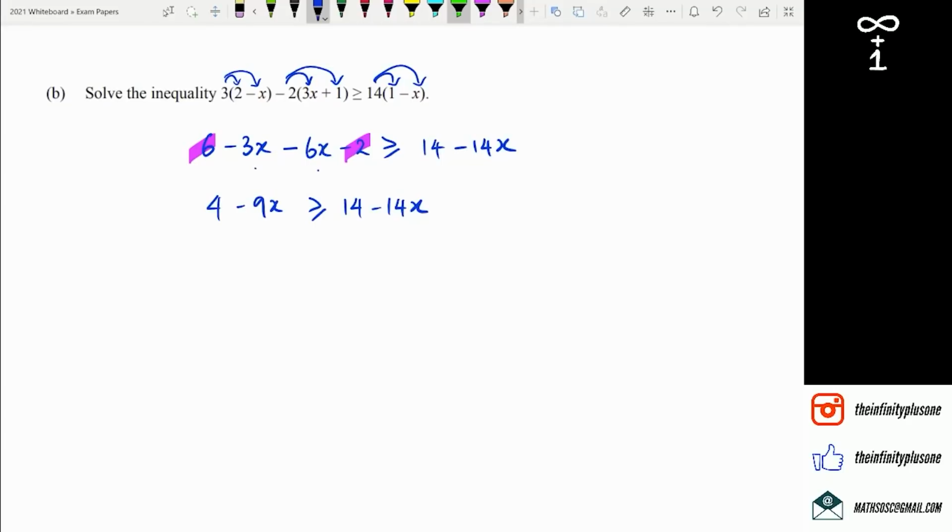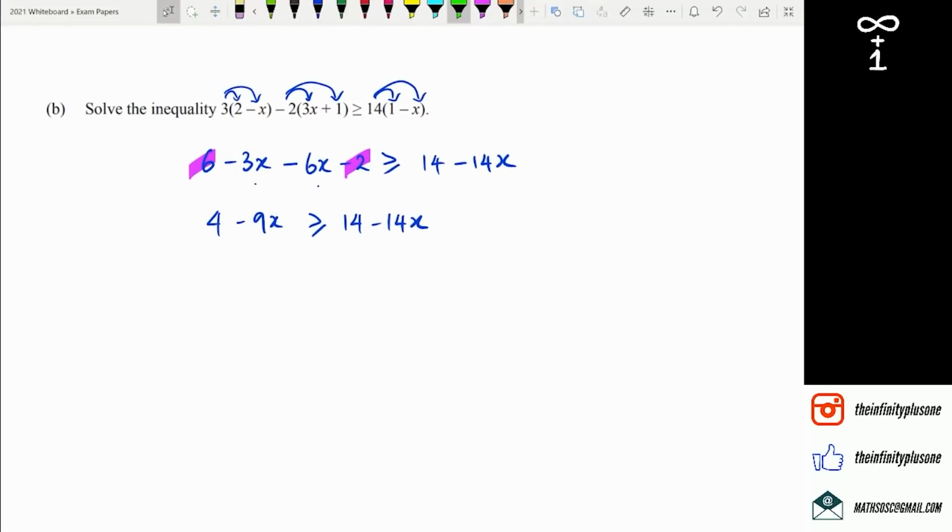All right, in this case we're going to rearrange everything. I'm going to take the 14x to the left-hand side, so it becomes positive 14x because it was minus 14x on the right-hand side. I've got 14x minus 9x, and I'm going to take that positive 4 over to the right-hand side, which ends up being minus 4. So simplifying this, I've got 5x is greater than or equal to 10.